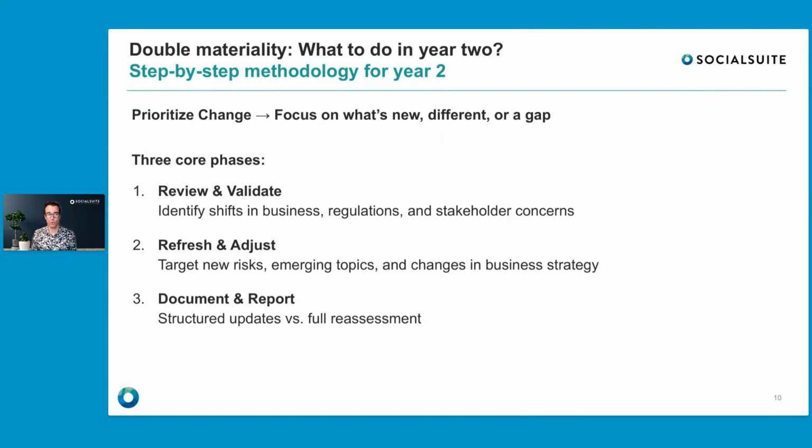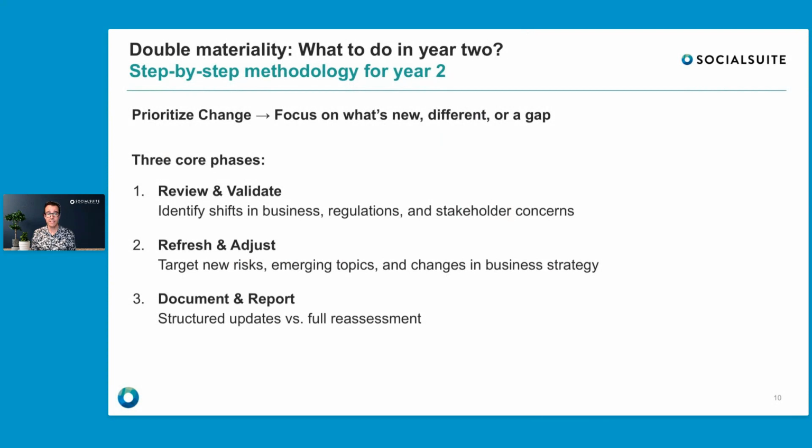We're going to look at 3 core phases. The first phase is about reviewing and validating. And in that phase, we're going to look at what are the shifts in your business, identifying if there are changes in regulations, stakeholder concern. What is new information that we need to be aware of?